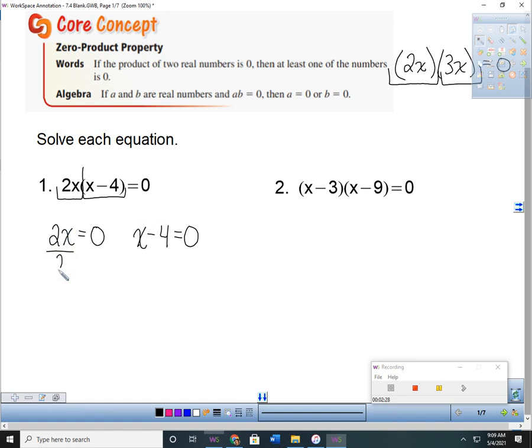So I'm going to divide by 2. That gives me x is equal to 0. That means if I plug 0 in right here, 2 times 0 gives me 0. One of my factors is 0, so this whole thing is equal to 0. Same thing here. I'm going to add 4. So x equals 4. That means that for this factor, if I plug in 4, 4 minus 4 is 0. That factor is 0, which means this whole thing is equal to 0.